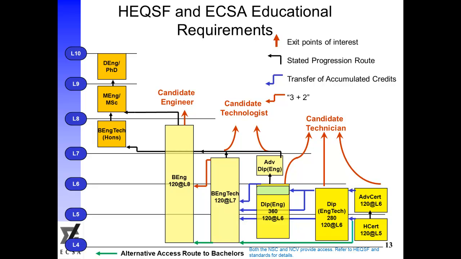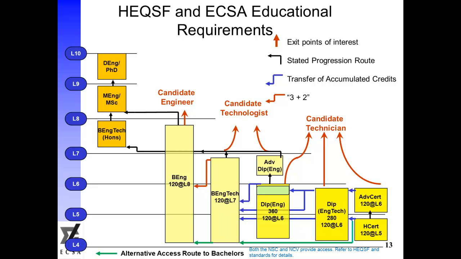This is a graphical presentation of the previous slide. As mentioned, 3 qualifications, namely the Advanced Certificate, the Diploma in Engineering Technology, and the Diploma in Engineering at Level 6, meet the educational requirements for registration as a candidate technician. Both the Advanced Diploma and the Bachelor of Engineering Technology at Level 7 meet the educational requirements for registration as a candidate technologist, and the BEng meets the educational requirements for registration as a candidate engineer.